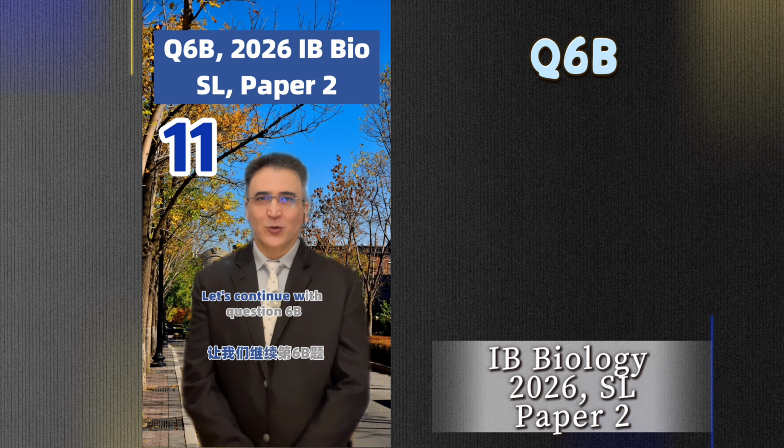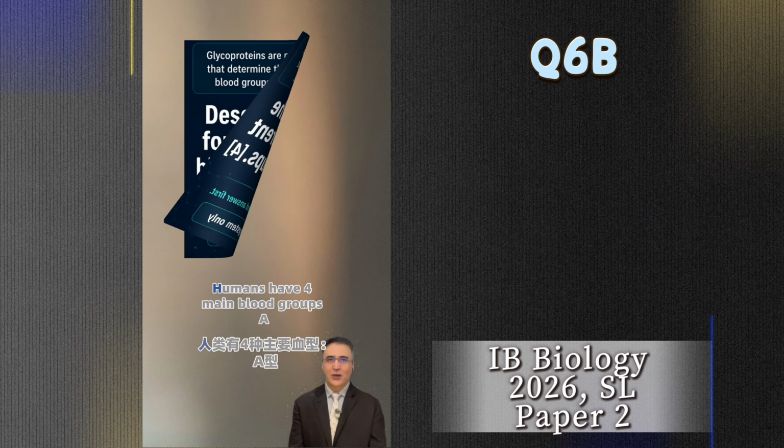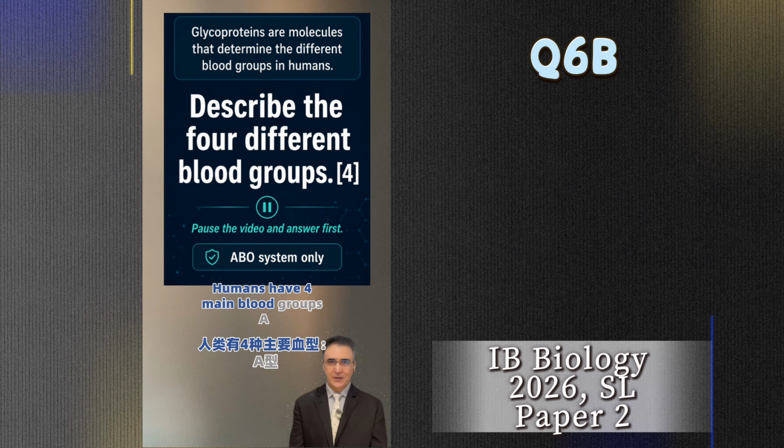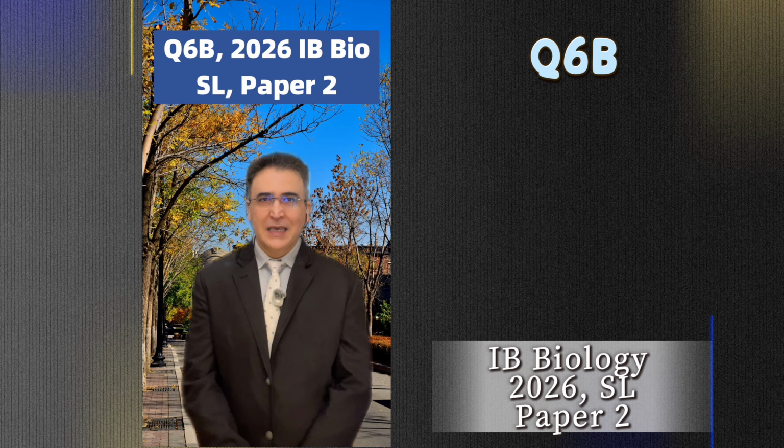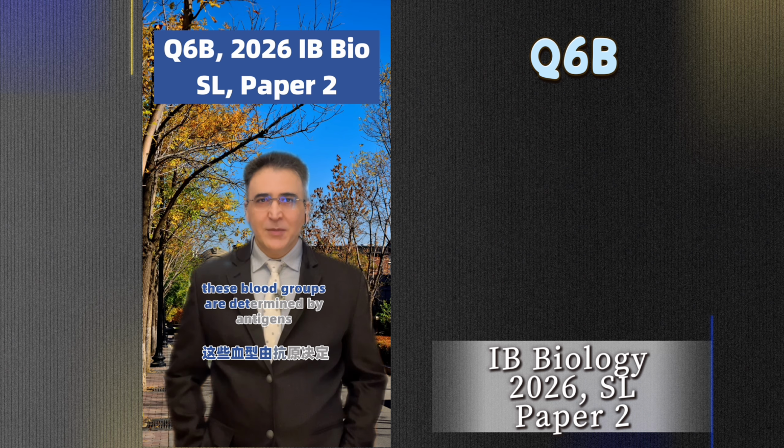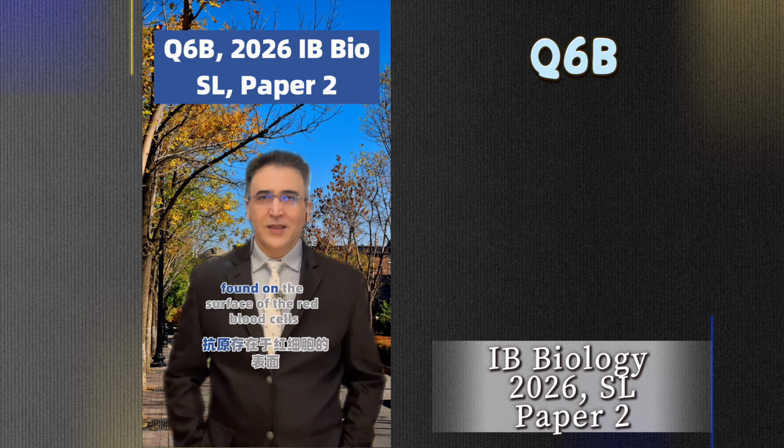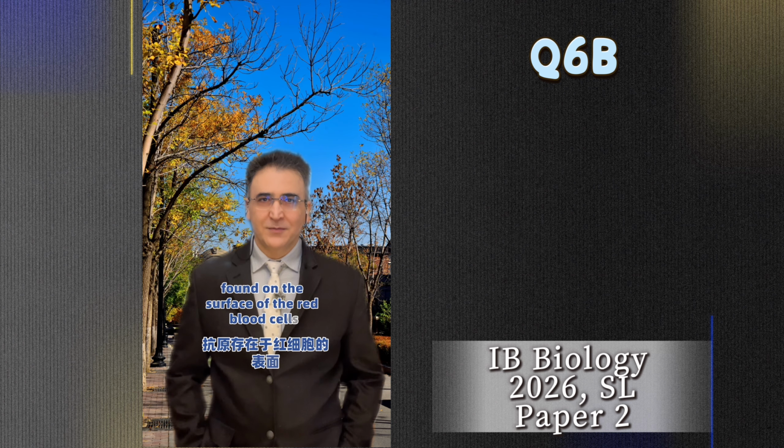Let's continue with question 6b. Humans have 4 main blood groups, A, B, AB, and O. These blood groups are determined by antigens found on the surface of the red blood cells.